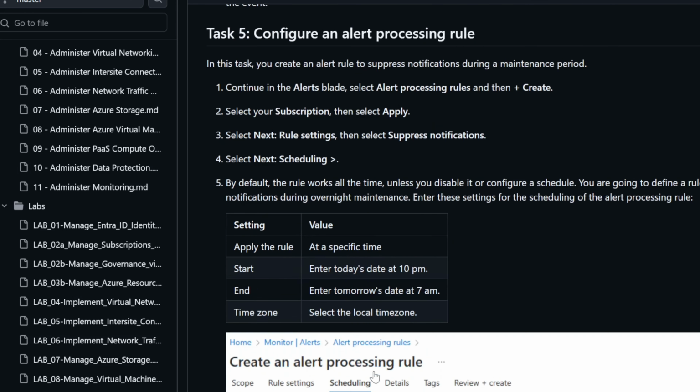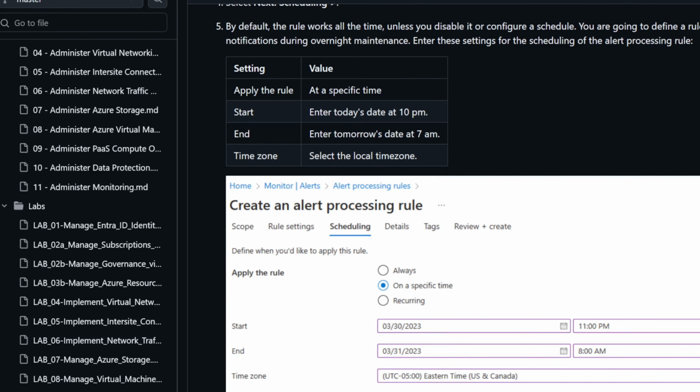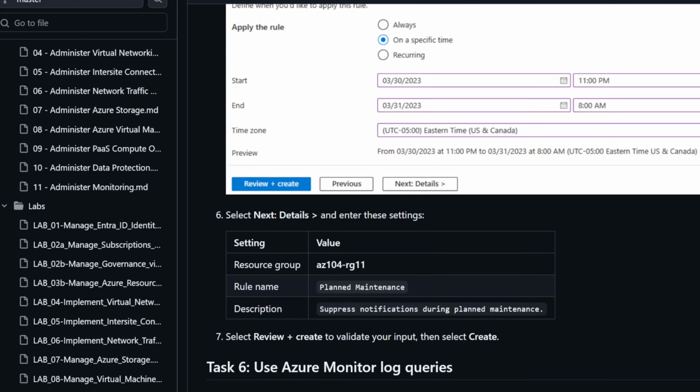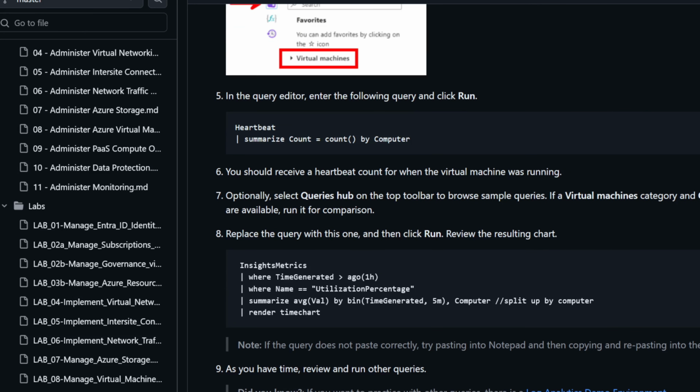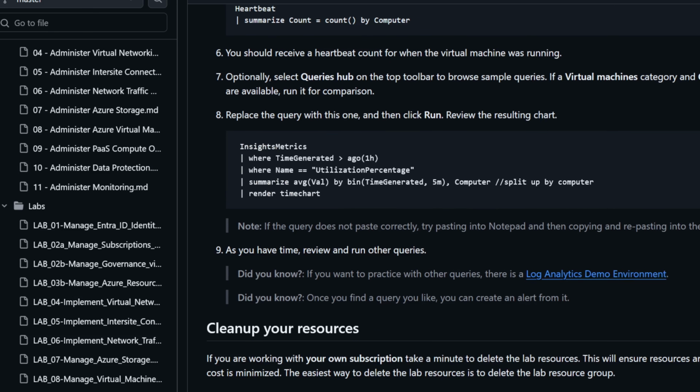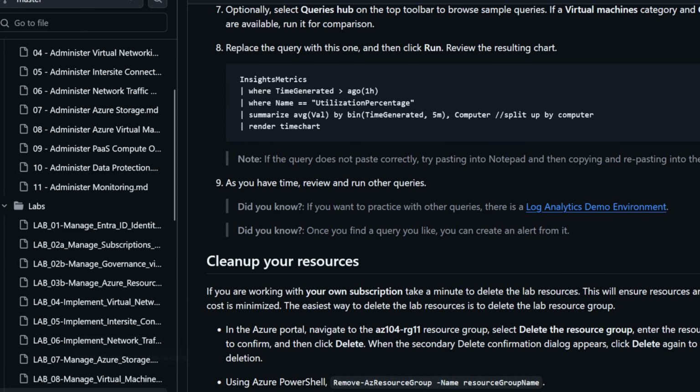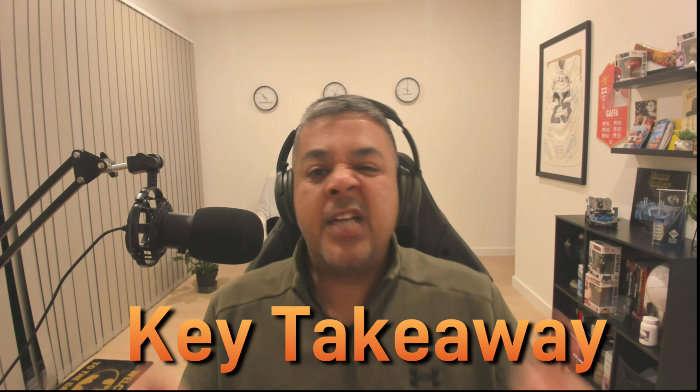Not perfect memory. Not a stack of completed modules. Not even recognizing every screenshot from the portal. Readiness is being able to understand the platform well enough that exam questions feel logical, even when they're difficult. That's the standard you want to aim for.